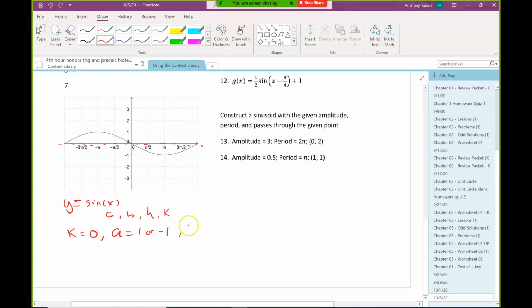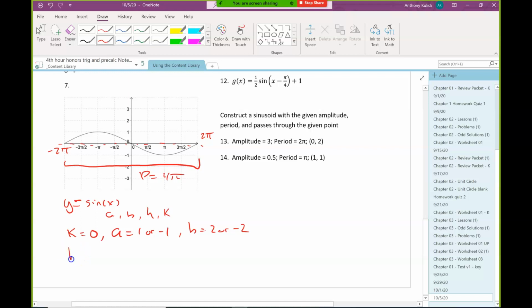And then the value for b, we need to know the period, right? So what's the period here? This looks like negative 2 pi, and this looks like positive 2 pi. So I think the period is 4 pi, which tells us b then is 2 or negative 2, right?